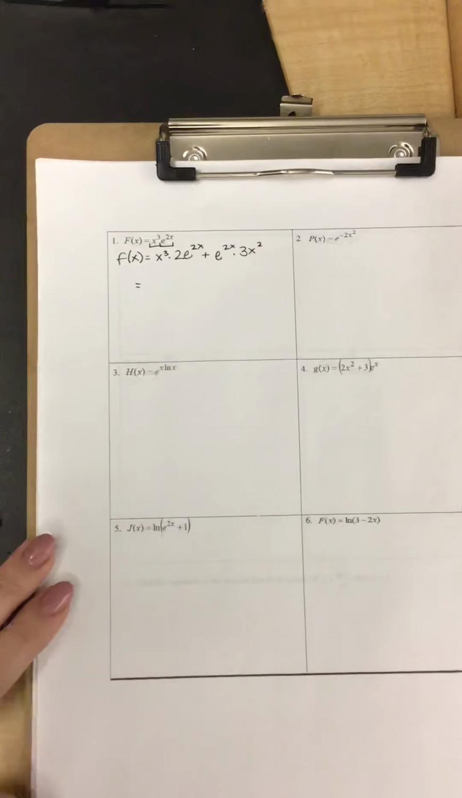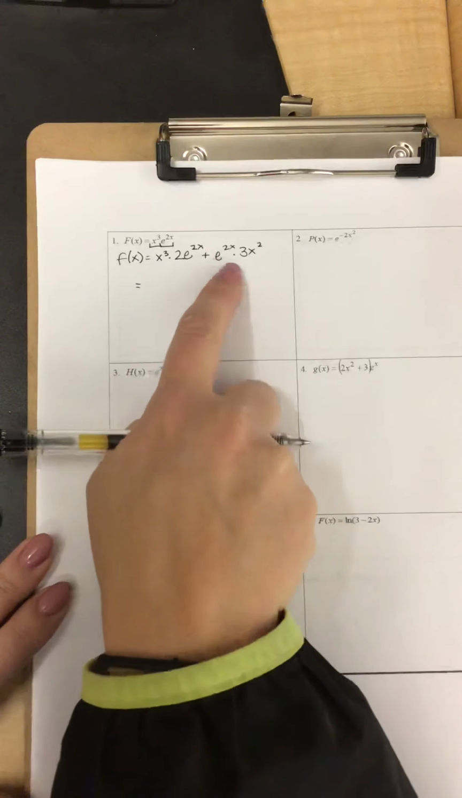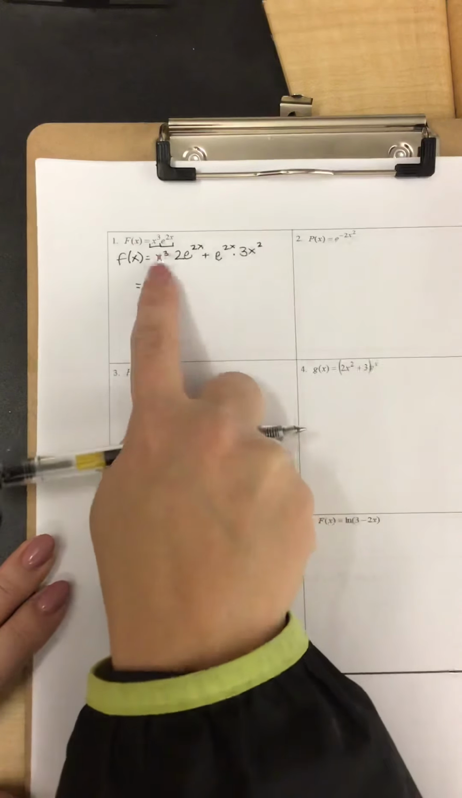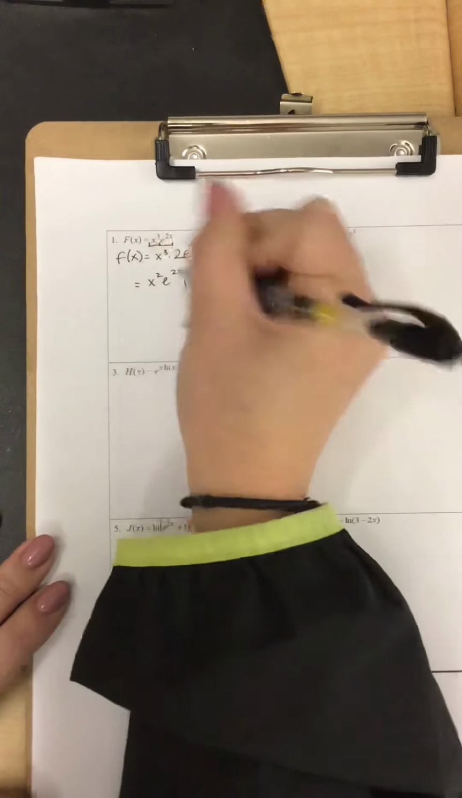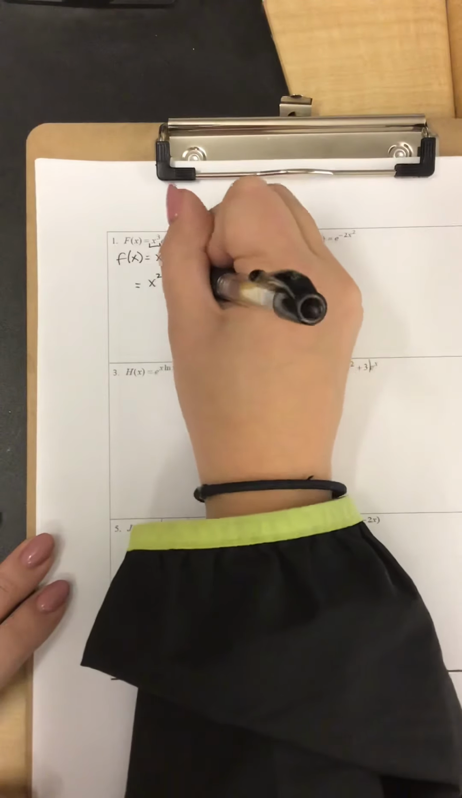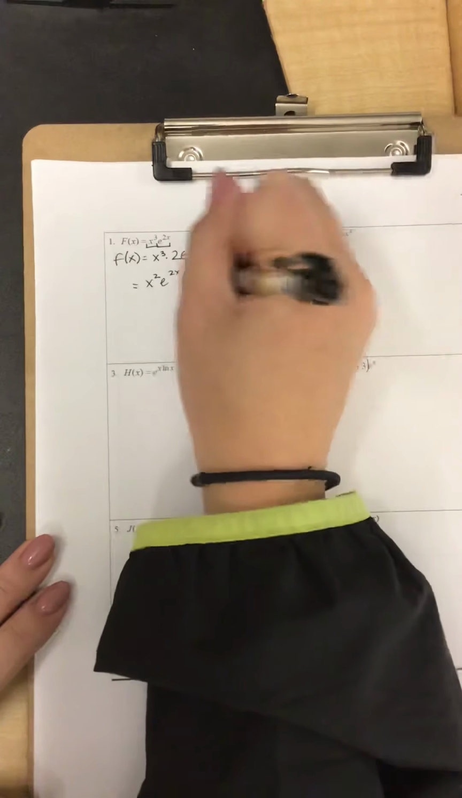And likely here you're going to have to take out anything matching. So we've got an e to the 2x and e to the 2x. And we've got 2 x's. So x squared e to the 2x will come out. You have an x, or a 2x left here. 2 times x plus 3.